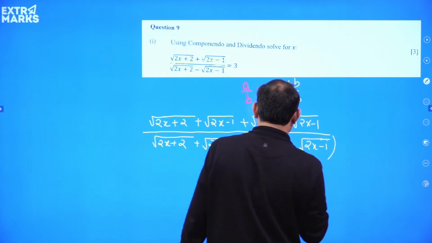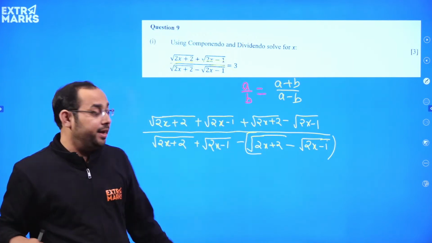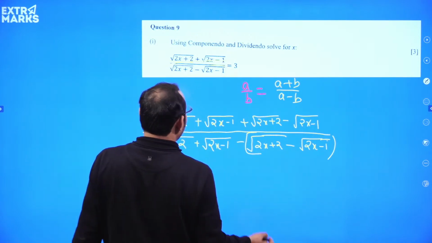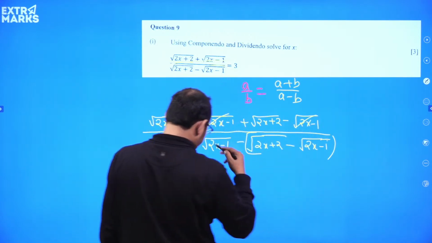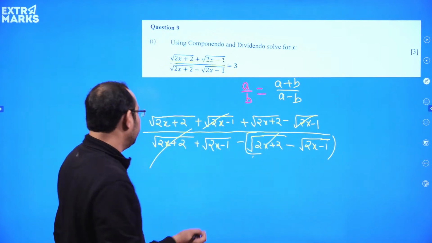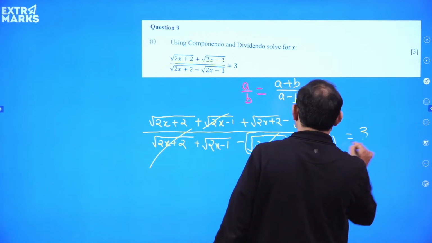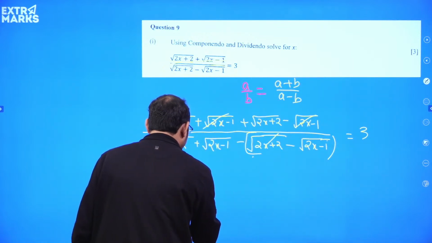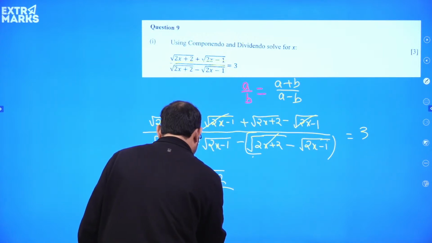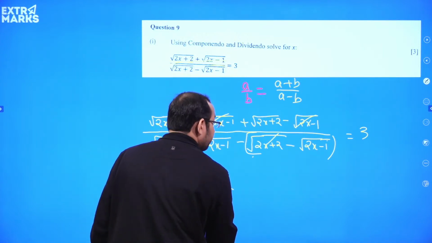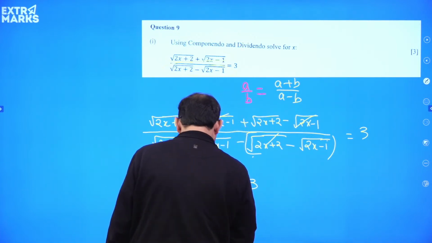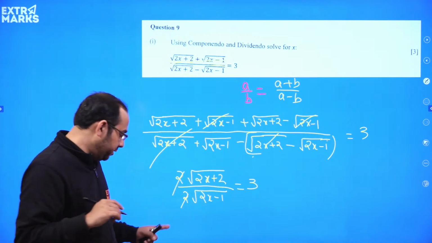Okay. Now when this minus sign is multiplied with the bracket, it will go inside. Anyways, first let's sort out the numerator. Gone. Then this will go with this. Why? Because the minus sign is outside the bracket, and I will be left with twice root 2x plus 2 divided by twice root 2x minus 1, equal to 3. 2 cancels. Now, how many of you got it right till this point?